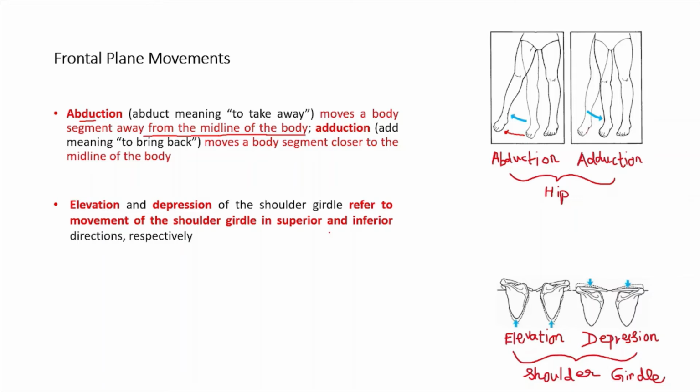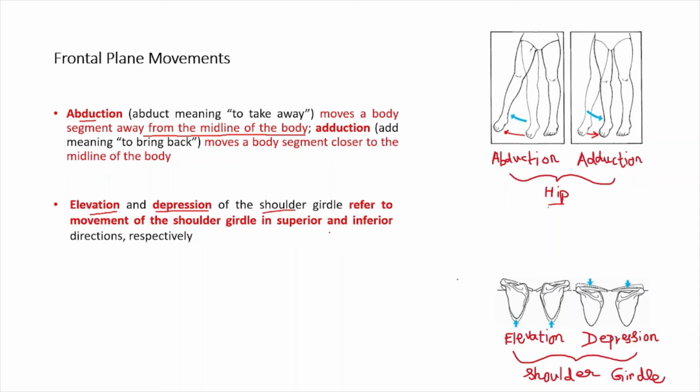While if you move the leg towards the central mid-dorsal line of the body along the frontal plane, you perform adduction. Now this abduction and adduction, these two motions mainly take place at the hip. We have other types of frontal plane movements which are elevation and depression. These two types of frontal plane movements mainly take place at the shoulder girdle.